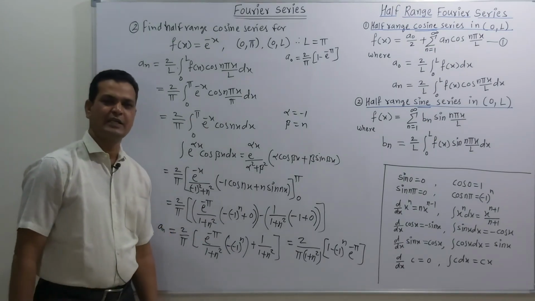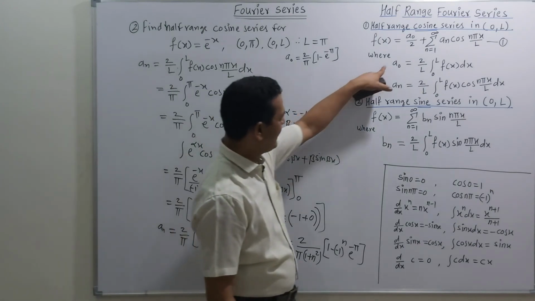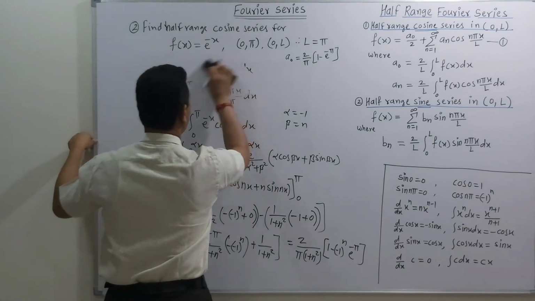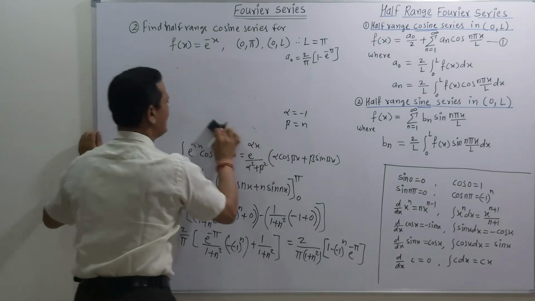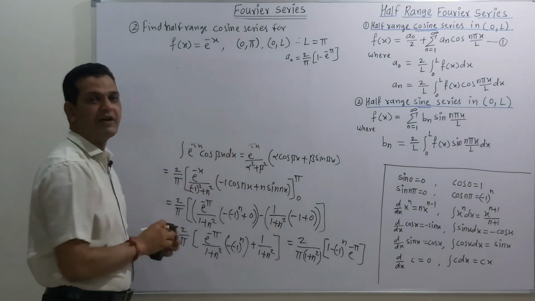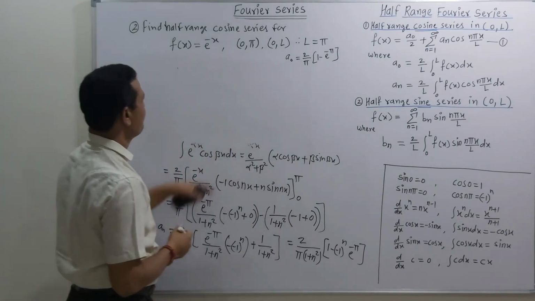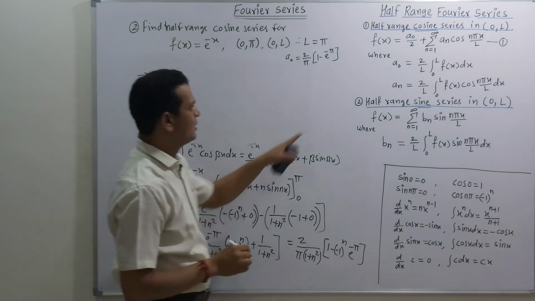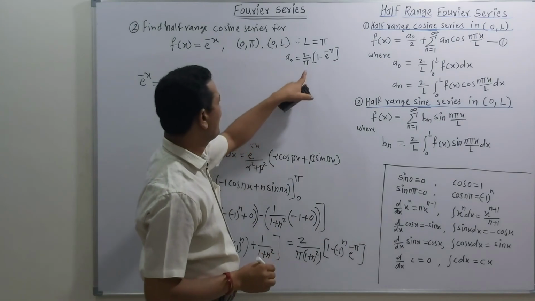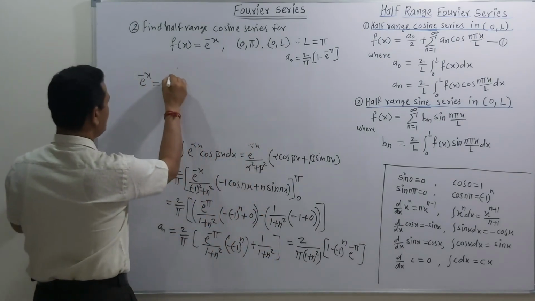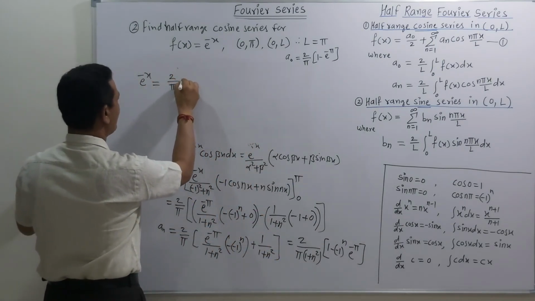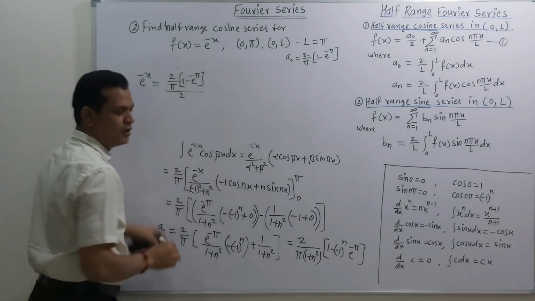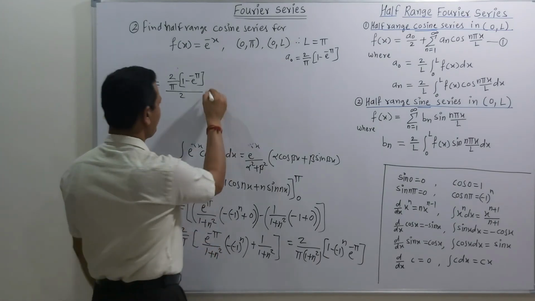So after getting the value of the second coefficient, put the value of a0 and an in equation number 1. So let's do the substitution, which is very simple. Only put the value of these two coefficients, and we get the required Fourier series expansion of the given function. So the value of f of x, which is e raised to minus x, equals a0 by 2. The value of a0 is this much, so we can write this as 2 upon pi, then 1 minus e raised to minus pi, this whole thing divided by 2. So this 2 will get cancelled.